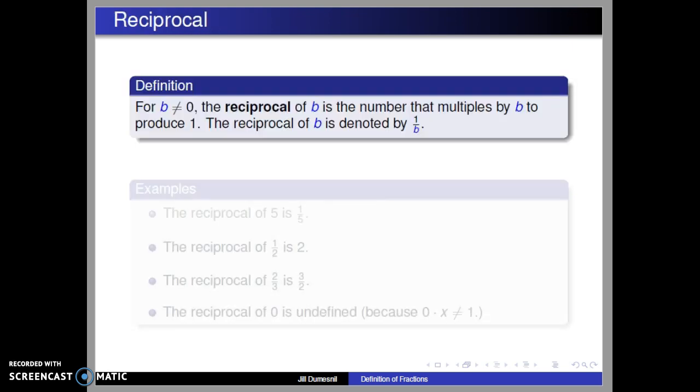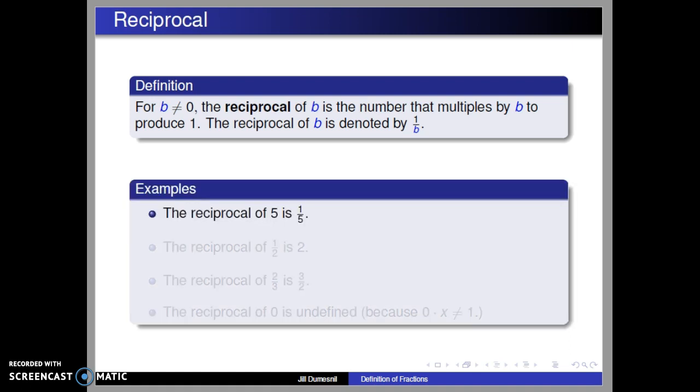For a non-zero b, the reciprocal of b is the number that multiplies with b to produce the product 1. The reciprocal of b is denoted by 1/b. For example, the reciprocal of 5 is 1/5. The reciprocal of 1/2 is 2, because 1/2 times 2 is 1. The reciprocal of 2/3 is 3/2.